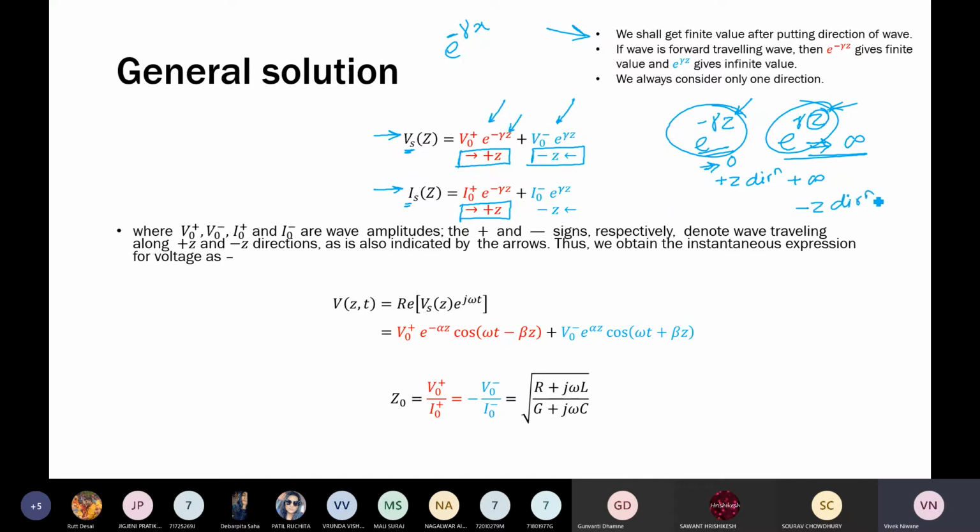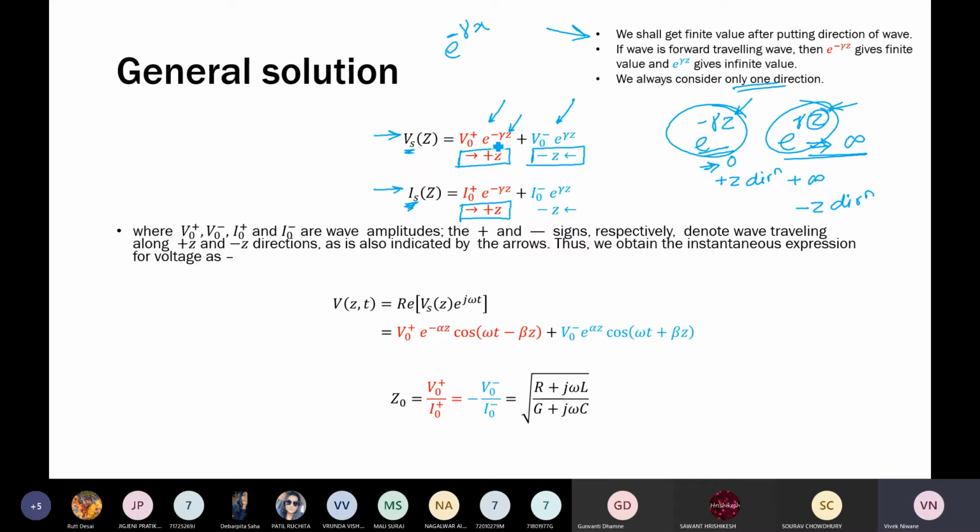Here one is positive and one is negative, so do remember that whenever we are going to calculate the values of the voltages and currents at the source side, we are going to consider only one direction. It will not be that your wave, your signal, is traveling in the positive direction as well as in the negative direction. No, from the source end you can send the wave in only one direction, either positive or negative. So this is the understanding of this arrow plus z, e raised to minus gamma z.